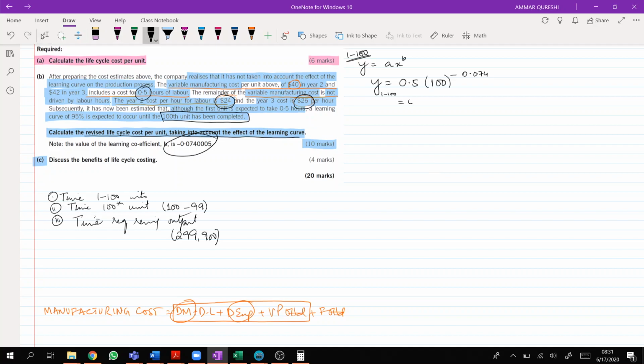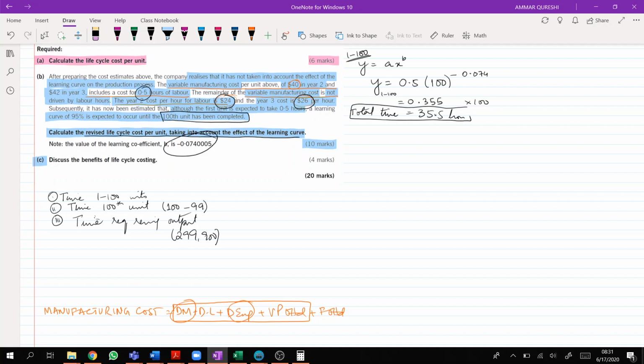This is 0.355. And this is what? This is the average time. For total time, you have to multiply it with 100. So total time in this situation will be 35.5 hours.